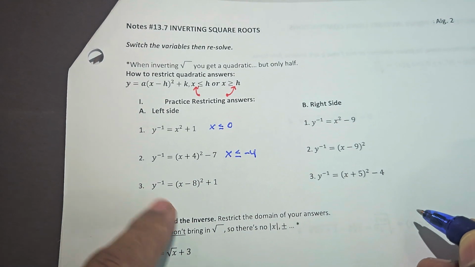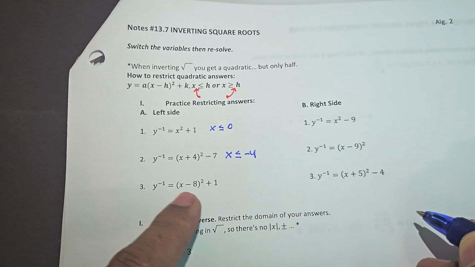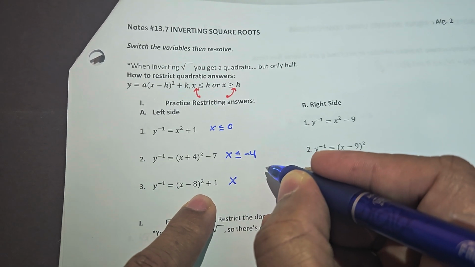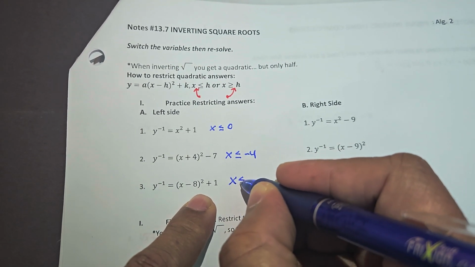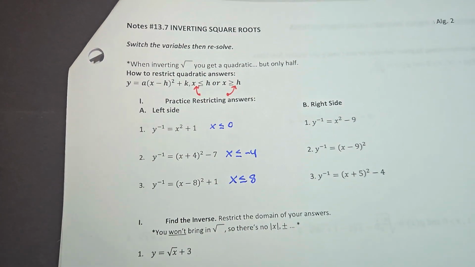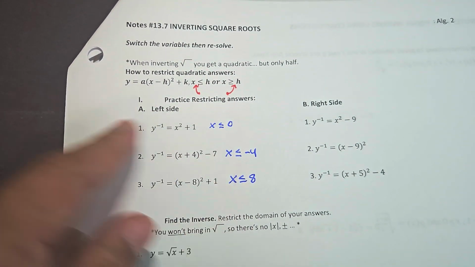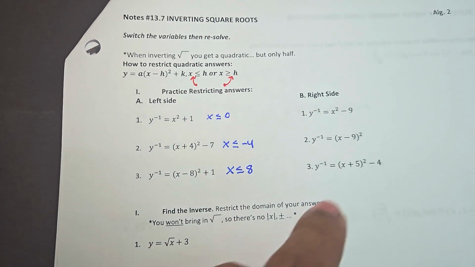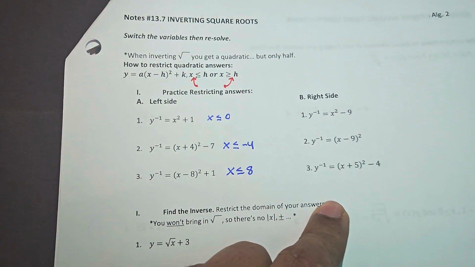Okay, and example number 3. For this one, we go to the right 8. Since we're only using the left side of the graph, we can use all the values less than or equal to 8. So that's just a quick reminder on how to restrict the domain on quadratics when you find the inverse, which is a square root. So what about the right side?